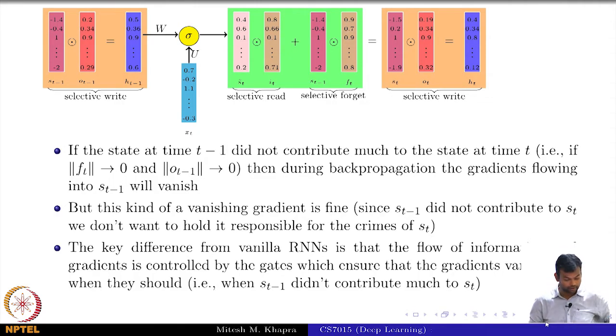So we'll start from where we left off. In the last class, we started with this motivation that recurrent neural networks have this problem of vanishing and exploding gradients, and we wanted to arrive at some principled way of avoiding this.